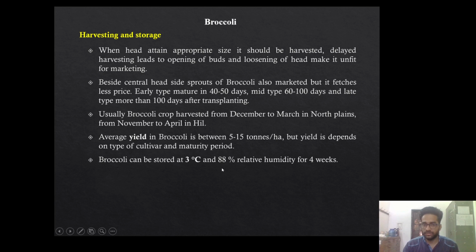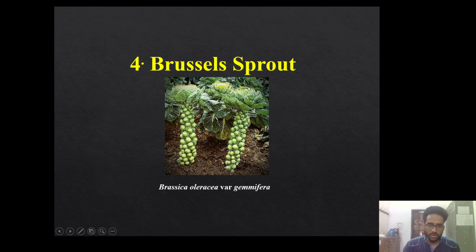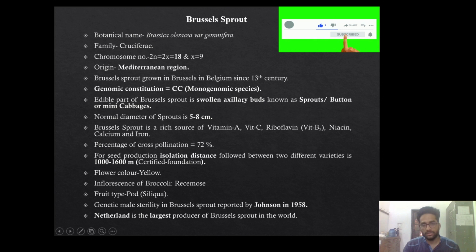Now the fourth cole crop which we are going to discuss is Brussels sprout. In cole crops, the cultural practices are nearly the same. The unique things you have to remember are the different varieties, any special practices, like in cauliflower we have scooping, the physiological disorders, and their botanical name, because cultural practices in most of the cole crops are nearly the same.